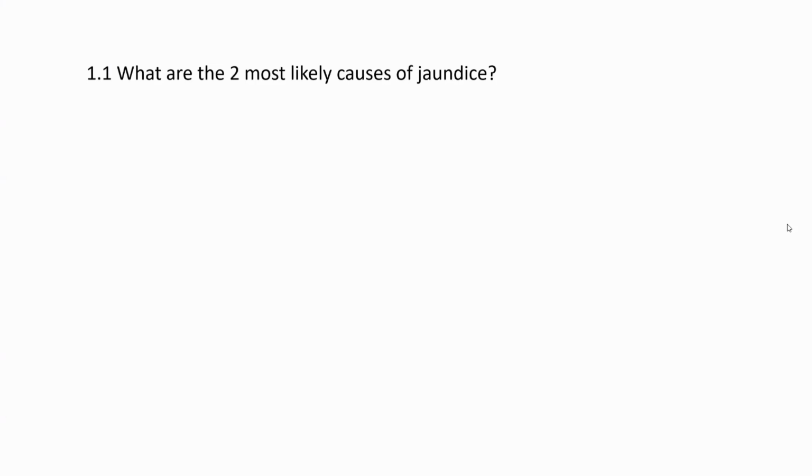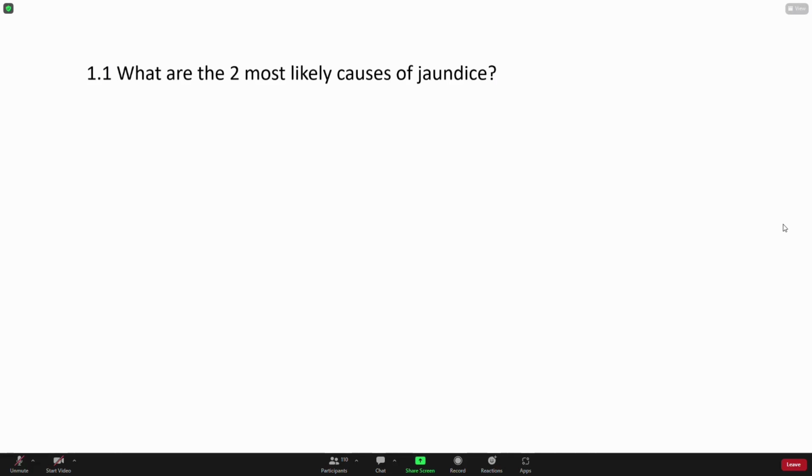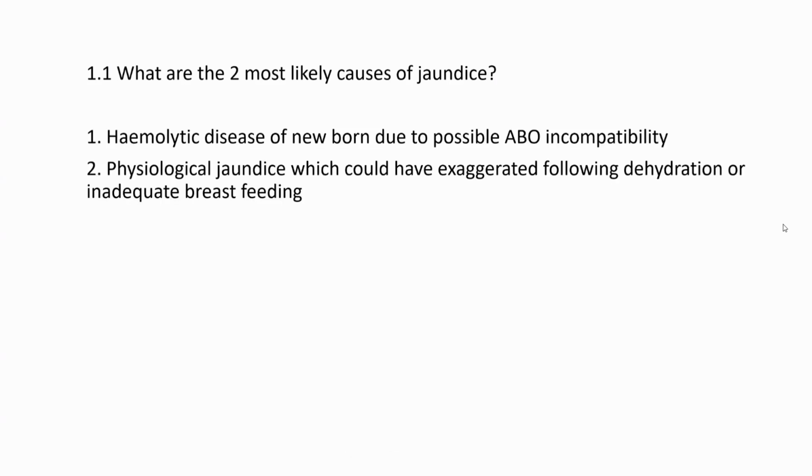When the article "the" comes in front of the causes, it means there are only 2 causes in this baby. So you have to give the exact 2. Only those 2 are going to give you 10 marks, 5 each probably. If you give 1 and something else, probably you will get only 5 marks. So probably what I would write is hemolytic disease of newborn due to possible ABO incompatibility.